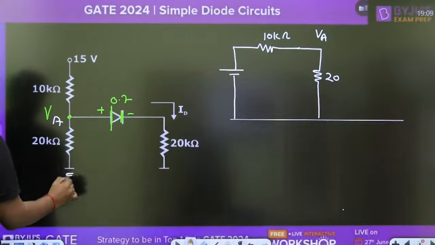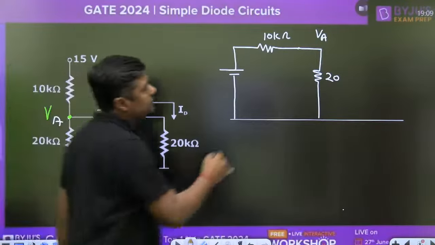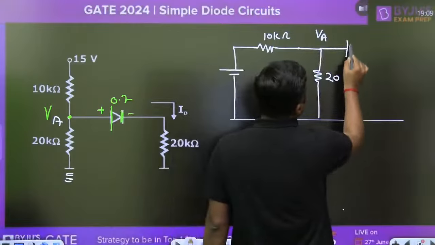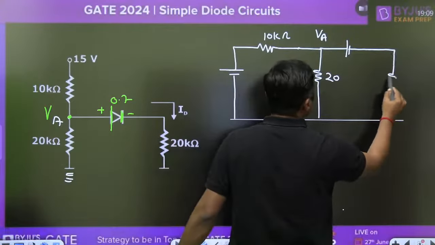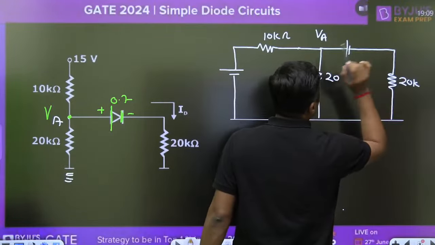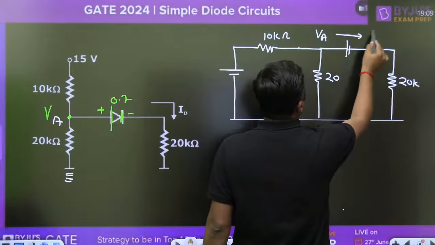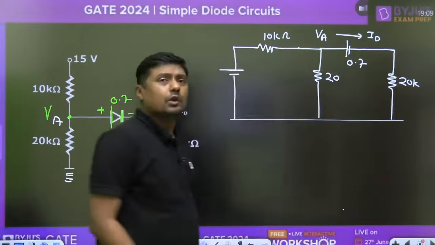20 kilo ohm to ground, and here from A to ground a 0.7 volt battery, and we are having a 20 kilo ohm resistor here. You have to find the current through this diode, 0.7 volt. So that is the diagram.